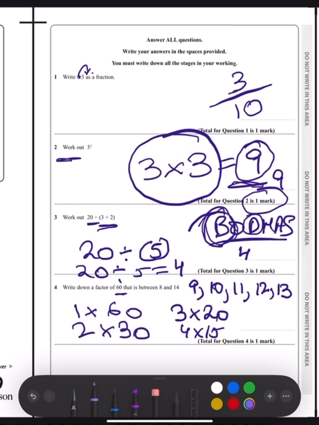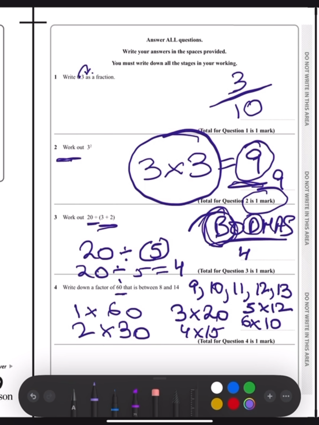So for 3, what do we do? For 4, what do we do? It's very similar steps to 1 and 2. And then we write for 5, multiply by 12 gets us 60. And then we know 6 into 10 also gets us 60.